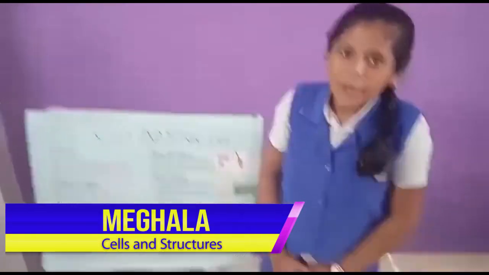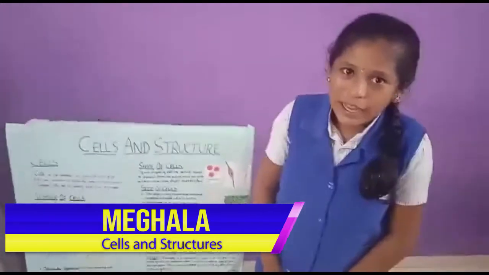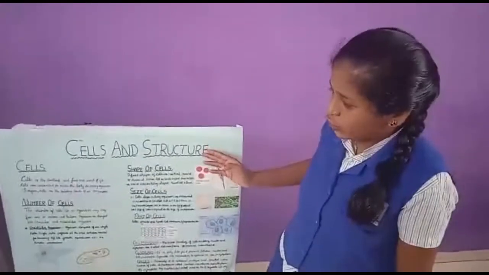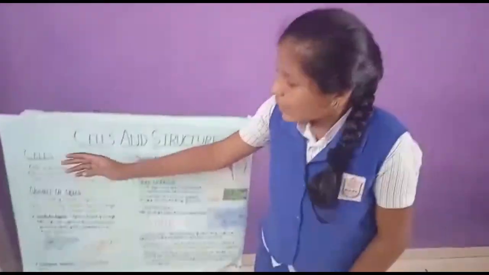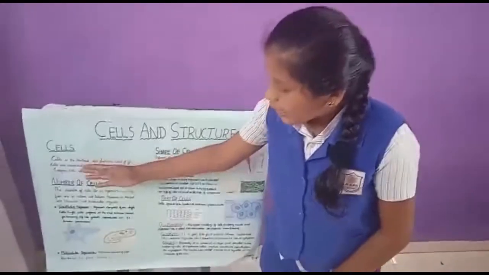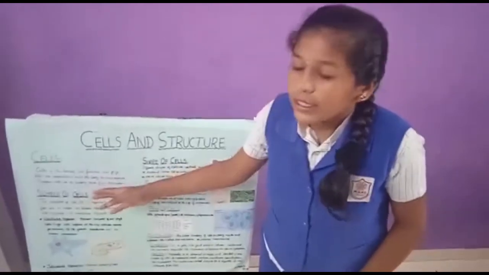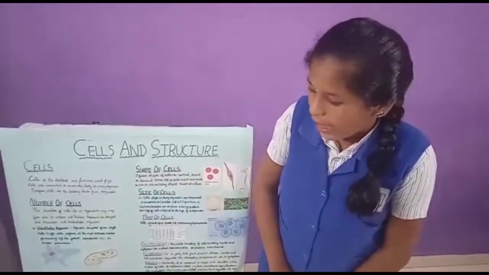Good morning. I am Vidya of grade 8 from Marg. Today I am going to explain to you about cells and their structure. First let us know about cells. A cell is the structural and functional unit of life. Cells are assembled to make the body of every organism. Therefore, cells are the building blocks of an organism.